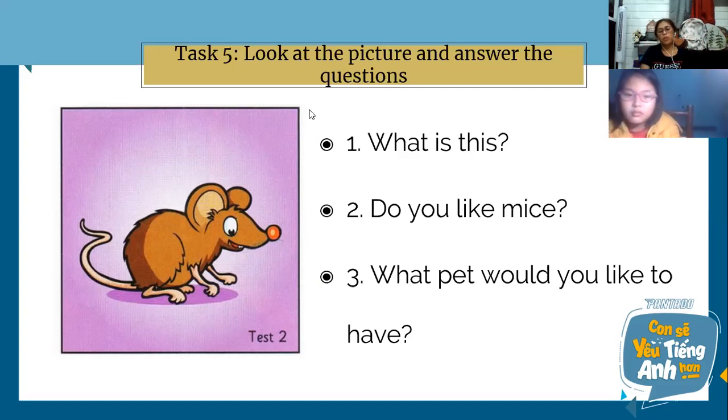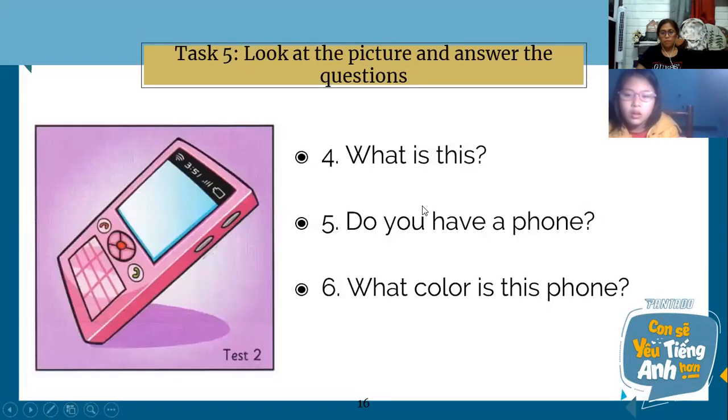Vivian, what pet would you like to have? I like cat. Okay, next. What is this? Phone. It is a phone. Do you have a phone? No. What color is this phone? Pink, white, blue, and black.